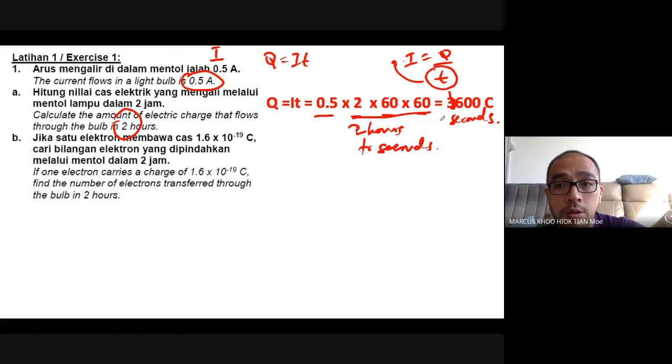Okay, and so you will get 3,600 coulomb. For now, people just copy down the answers first. Then later you calculate on your own. But if you want, you can just totally start off this one.